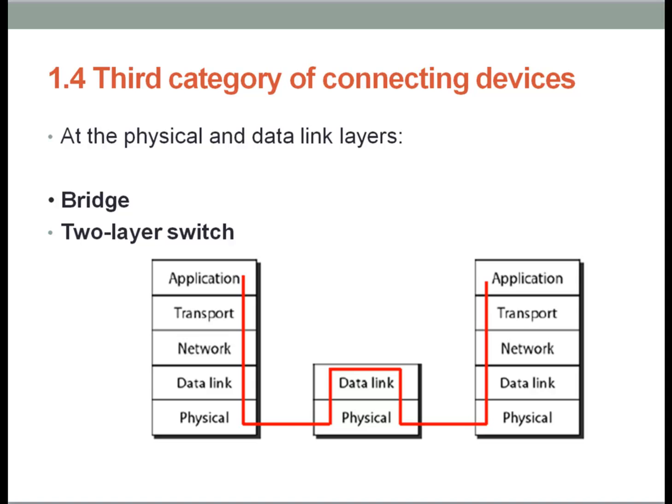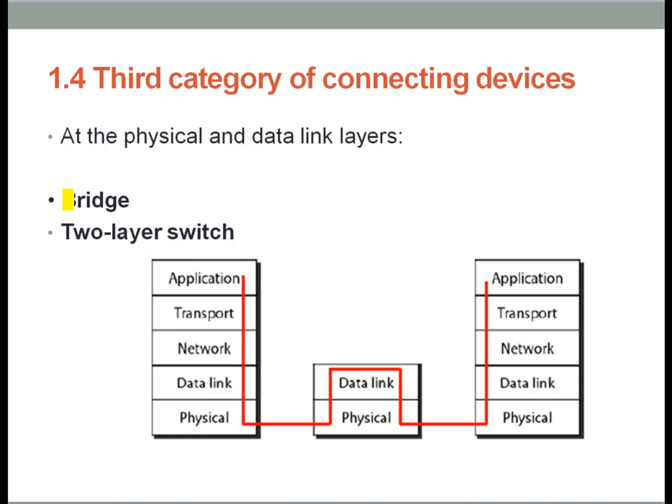Okay, these are the 3 layer 1 devices you can use. Now we are going for layer 2. What are the layer 2 devices? The layer 2 devices you can use in your network to connect your network. There are 2 devices available in layer 2. So what are the 2 devices?